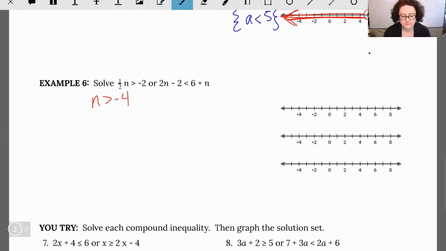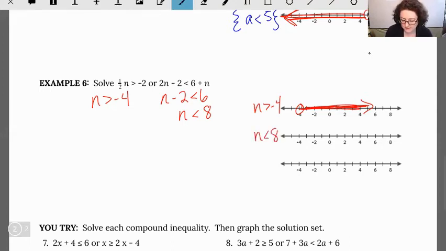He's done. On the right-hand side, again, it doesn't really matter where you move your n's. I'm going to subtract an n from both sides, and then I'll have to add 2 to get that n by itself. So we have our two inequalities. We have n is greater than -4, so I circle -4, and it's everything above. Then I also have n is less than 8.